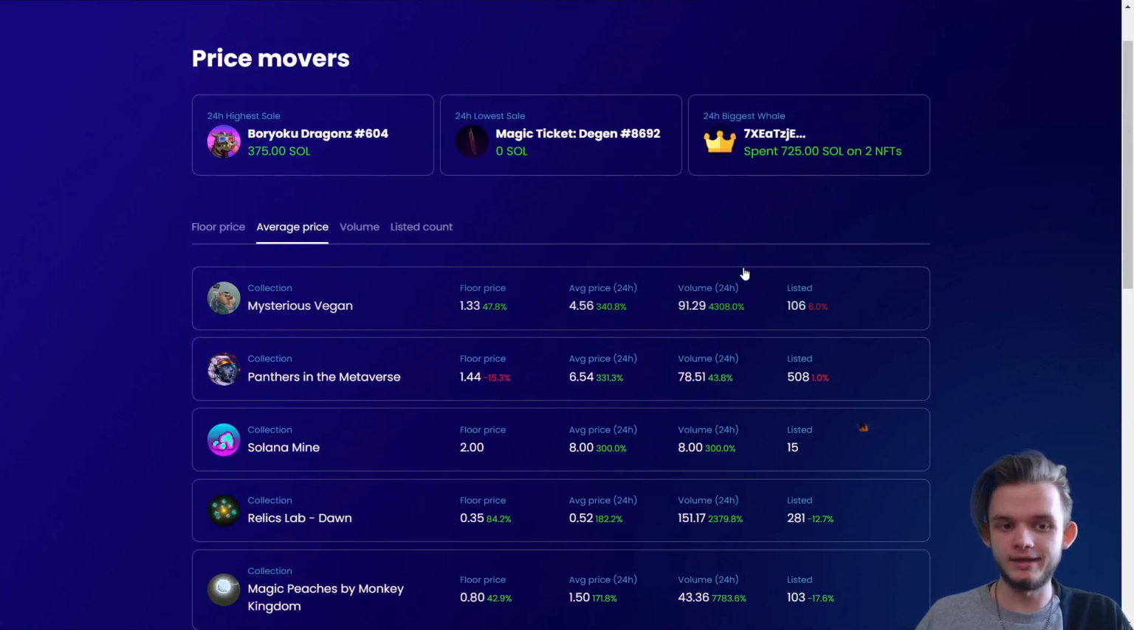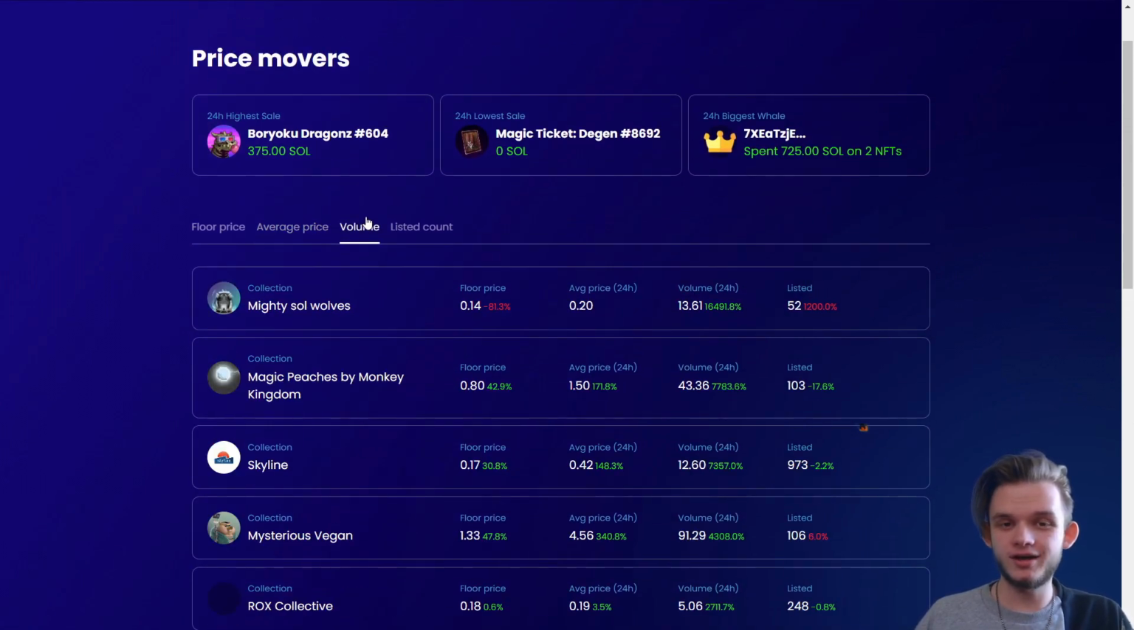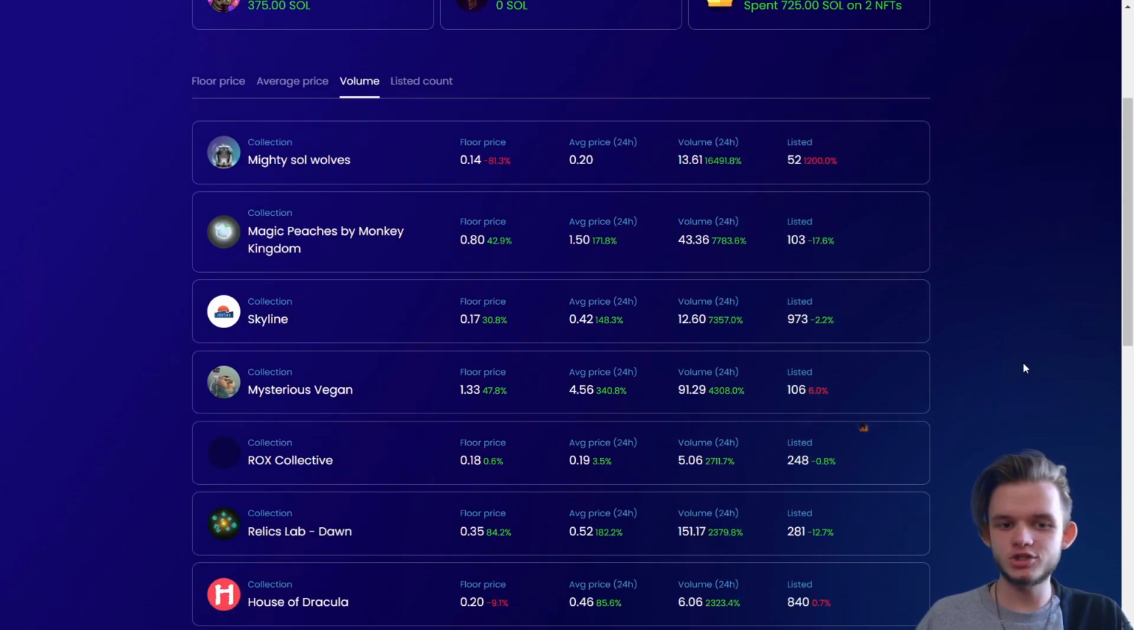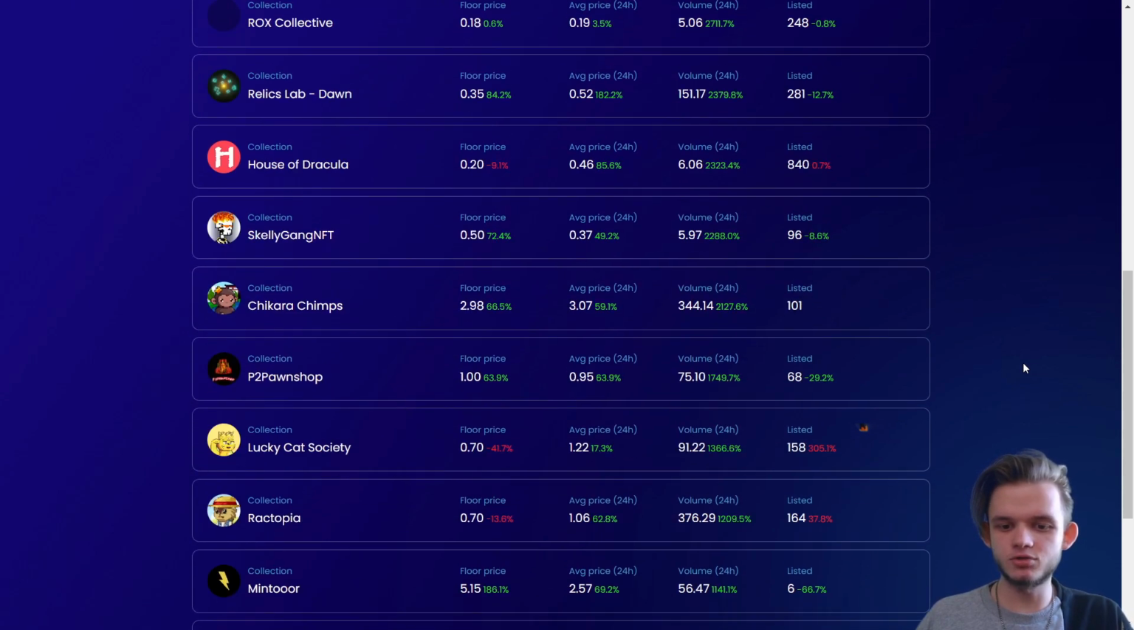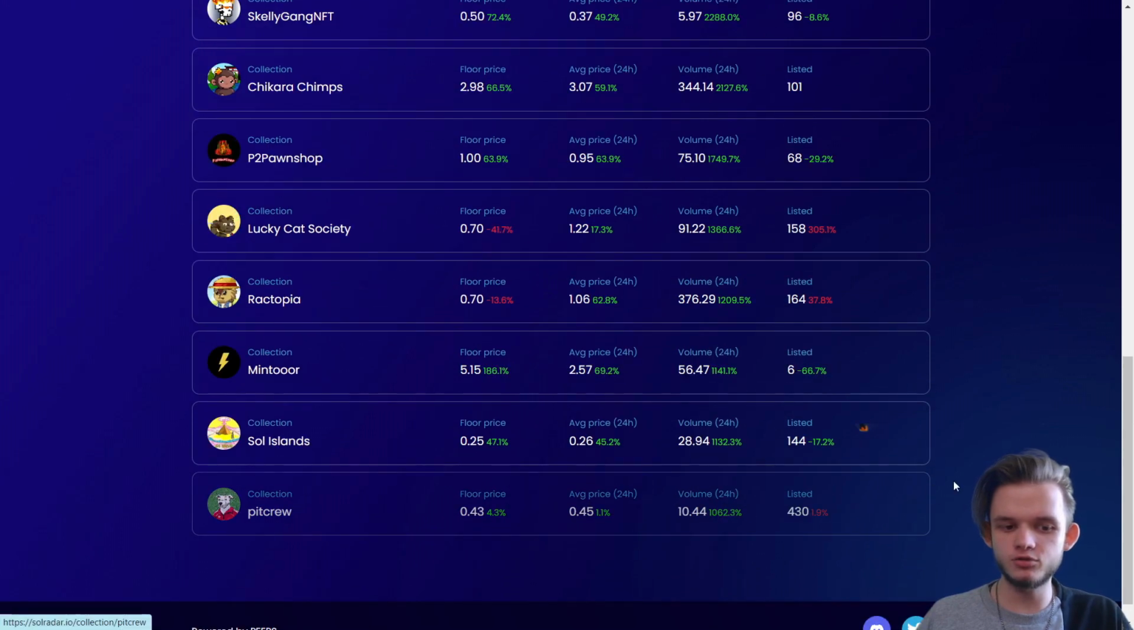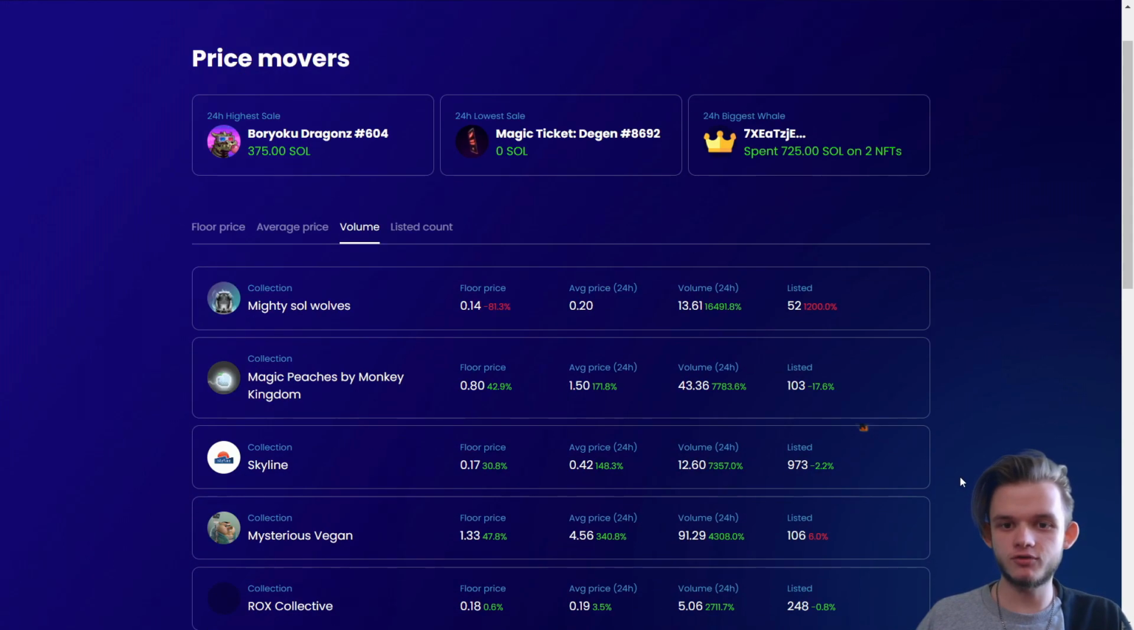Another thing you can check out, this is not so important, this is not main, but you can check it sometimes. This is the volume. We can catch some really hyped collections here. So if you see volume growth like 1000% or more, you can go and check out this collection again, check fundamentals and look for them on the SOL Sniper.